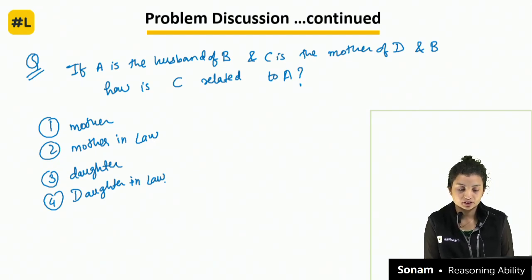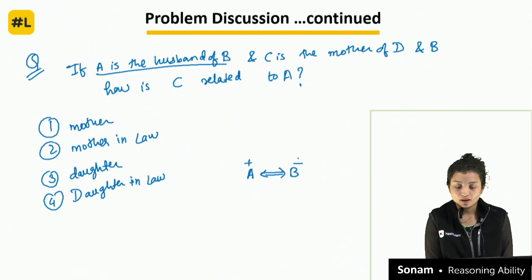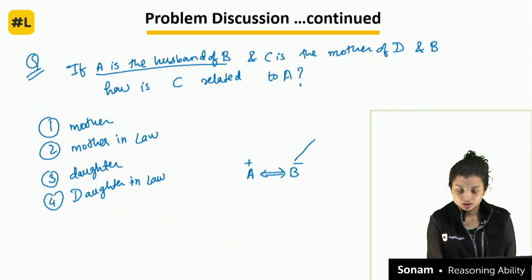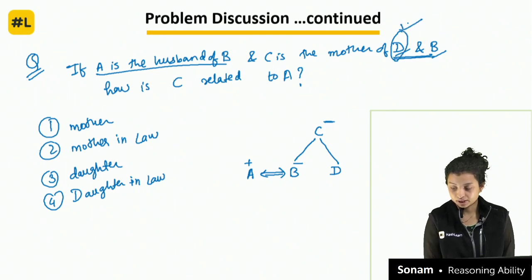Okay, so let's start solving the question. A is husband of B. Very simple. I will write A. I will put the couple mark over here. I will write B. A is husband, male, B is female. Okay. C is mother of D and B. So one more person should be here, that is D. We don't know the gender of D, correct? Remember this, because they have mentioned C is mother of D and B. They have not mentioned anything about the gender of D, right?